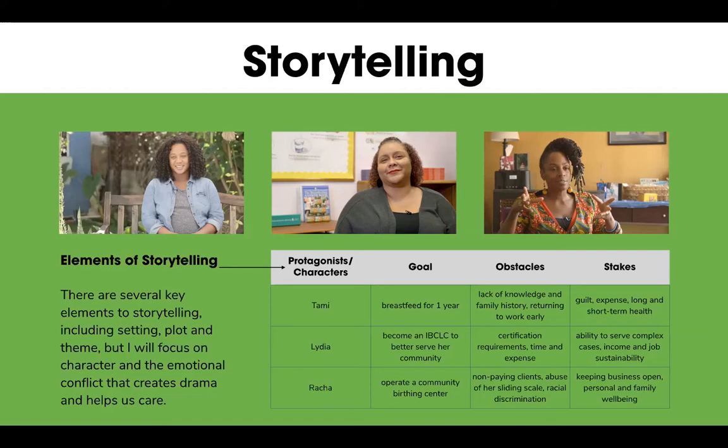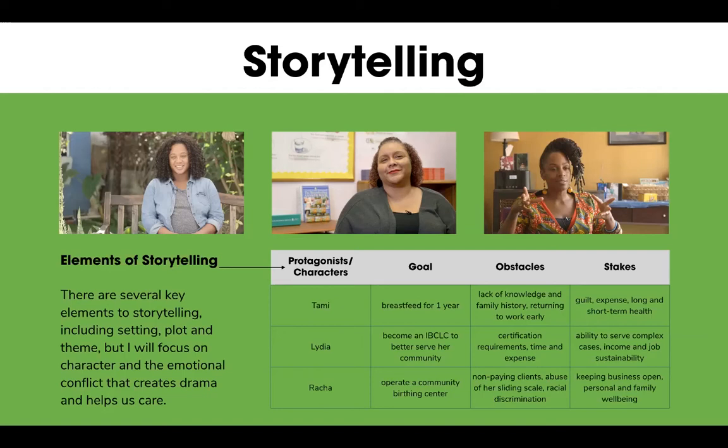Lydia is a lactation educator, and her goal is to become an IBCLC so that she can better serve her community. The obstacles that Lydia faces are the certification requirements for someone who doesn't already have a college education, and also the additional time and expense of taking those college courses so that she can meet those requirements for certification. The stakes for Lydia, if she doesn't achieve her goal, is that she won't be able to serve the complex cases that present at the WIC center where she works. In addition, when you're able to achieve higher levels of certification, that comes with greater job and income sustainability. And that would be at risk for Lydia if she's not able to accomplish her goal.